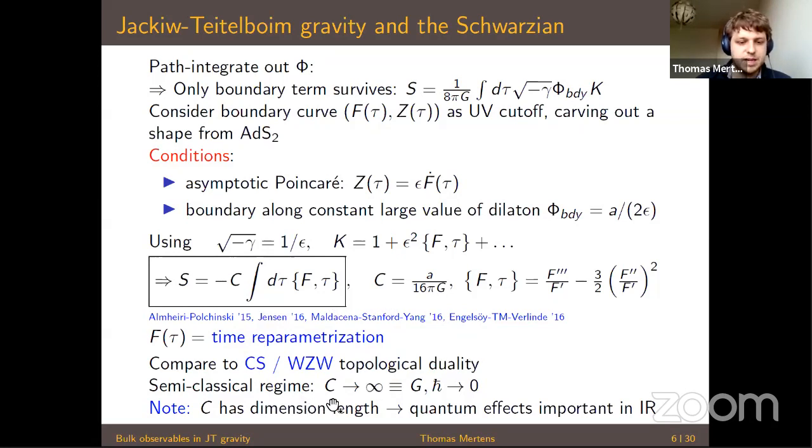Now, I should also mention that the semi-classical regime of this theory can be found by setting that big C constant to go to infinity, of course. And I should also mention that this big C has the dimensions of length. It gets its dimensions just from that a parameter that was here because the 2D Newton constant is dimensionless. And that means that you expect just by power counting renormalizability that quantum effects should be important in the IR instead of the UV in this model. So we will see that happening later on.